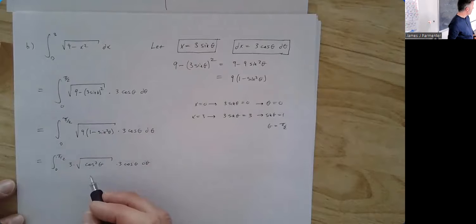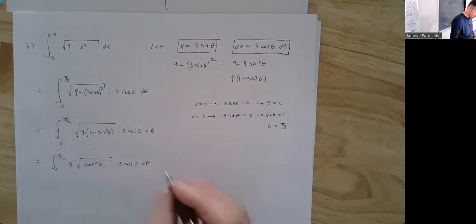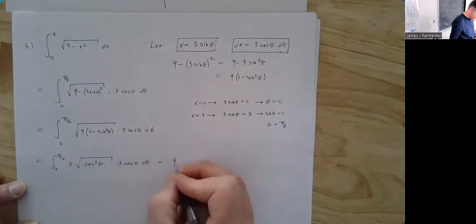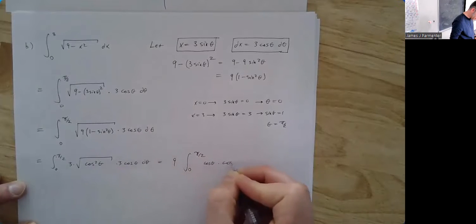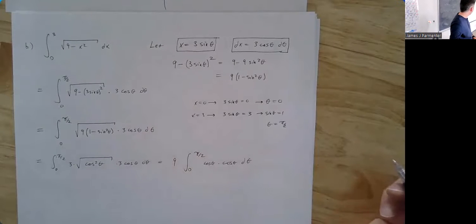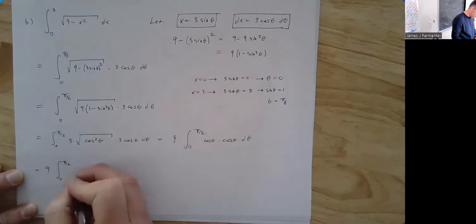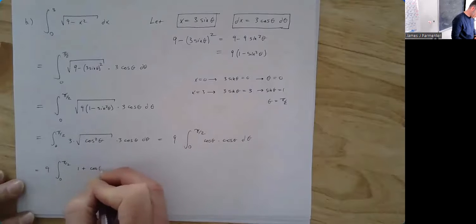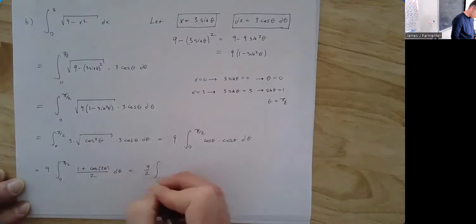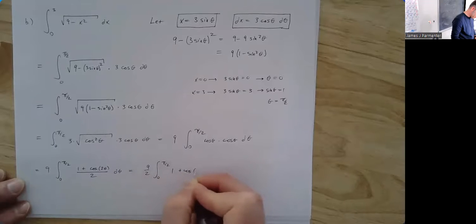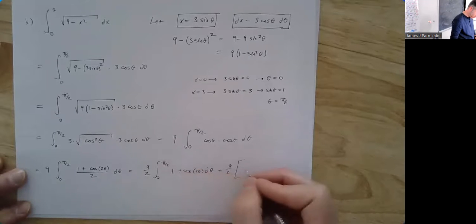And then the square root of cosine squared is cosine, because we're between 0 and pi over 2, so we're totally fine. We're in the first quadrant where cosine is positive. So we have 3 times 3 is 9, integral from 0 to pi over 2 of cosine theta times another cosine theta. And now we're going to use the trig identity for cosine squared, which is 1 plus cosine of 2 theta all over 2. I would bring out the 1/2.